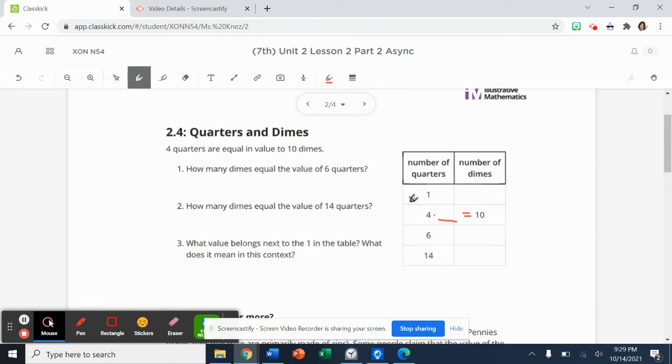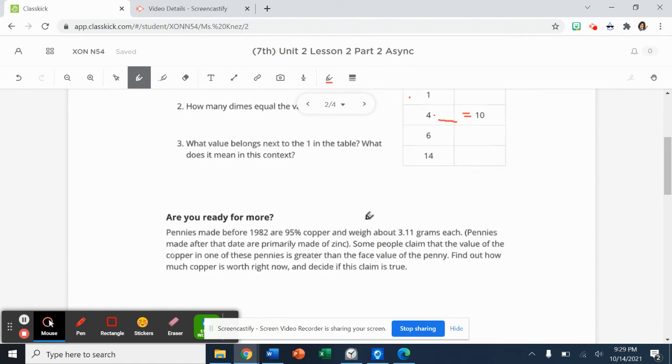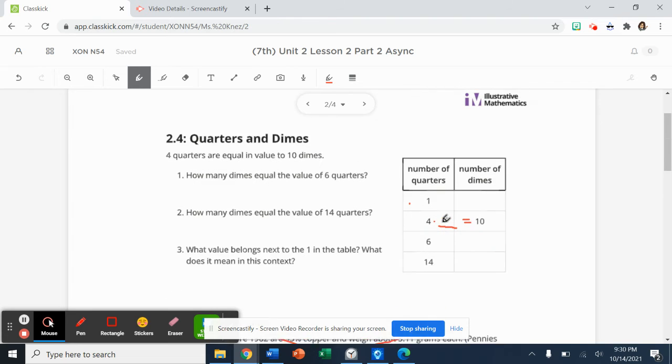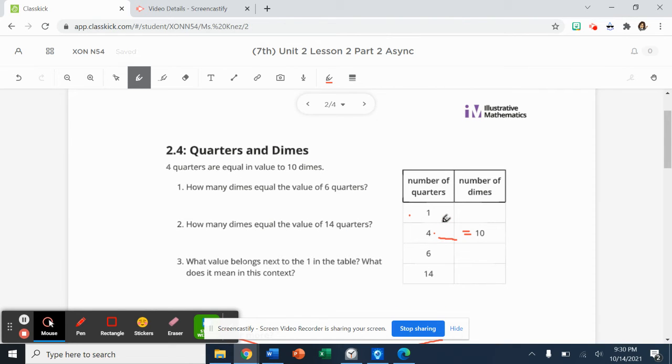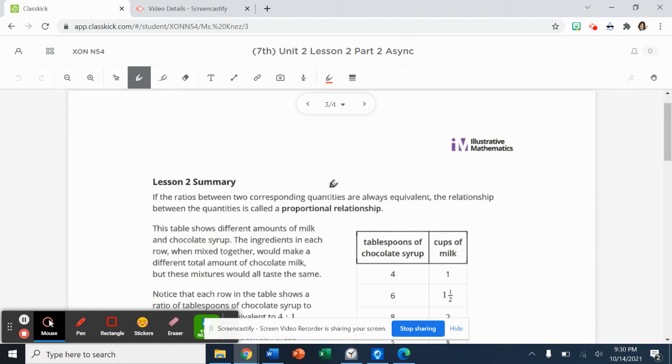Go ahead and pause this video and answer 2.4. You don't need to do this part at the bottom. When you're done with 2.4, come back and hit play. Okay, you should have answered 2.4 on your own.